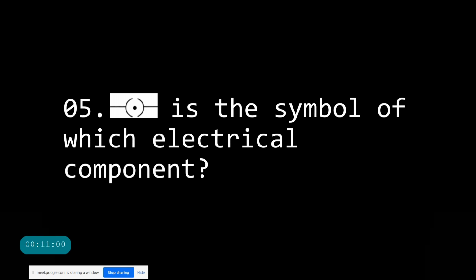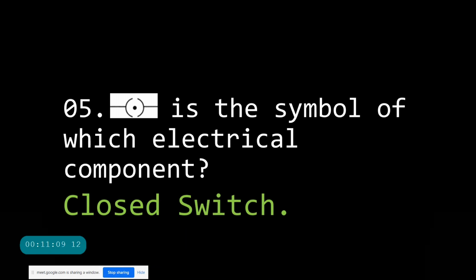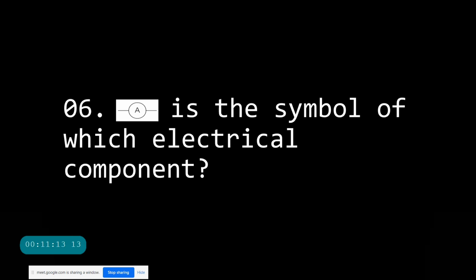Switch. Yes, switch, but which kind of switch? It is a closed one. Closed switch. Yes, closed switch. And you see this symbol? What is this symbol of? Which electrical component is it? Ammeter.